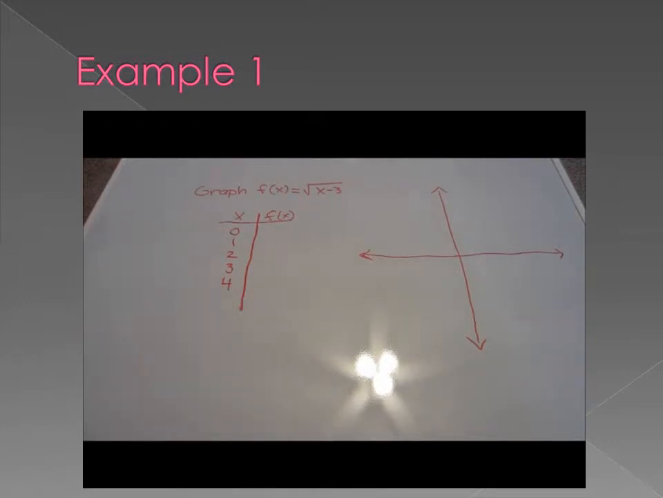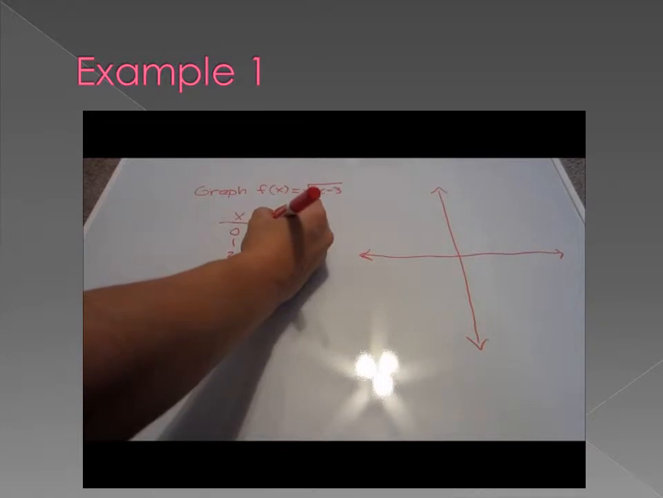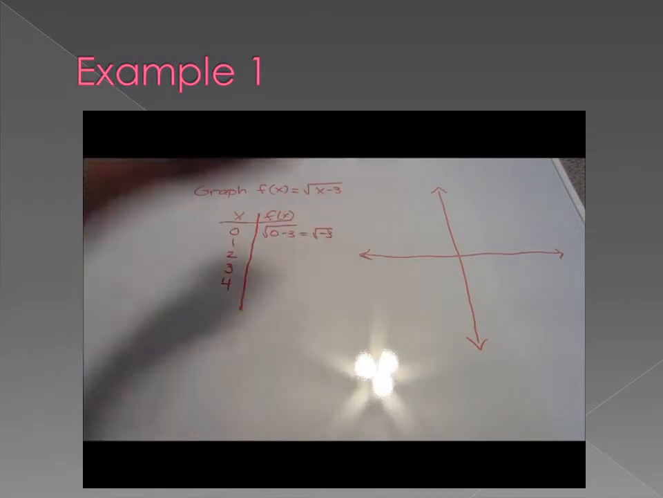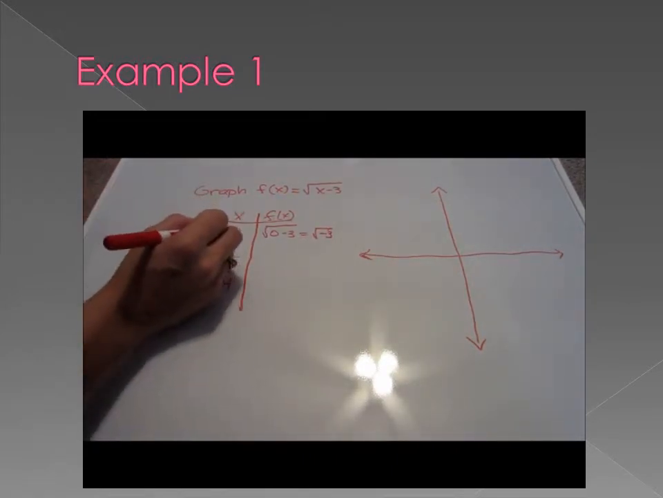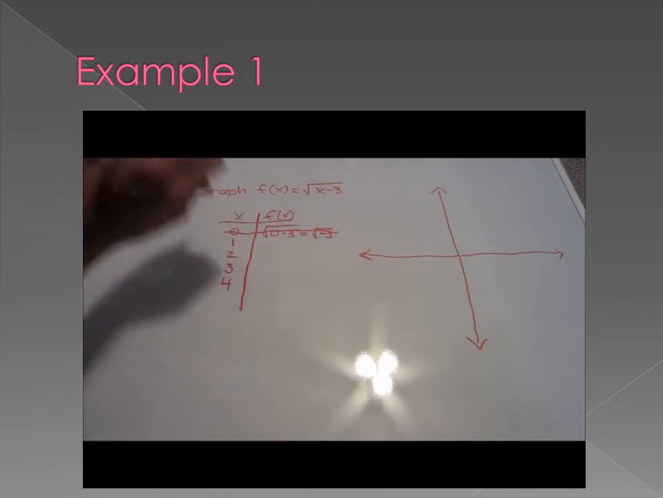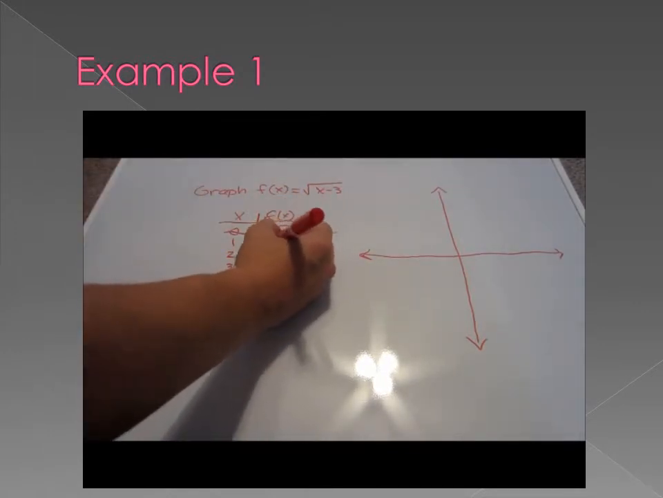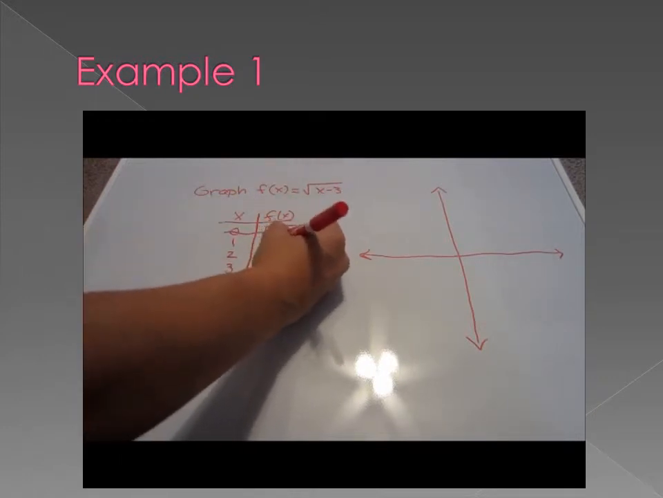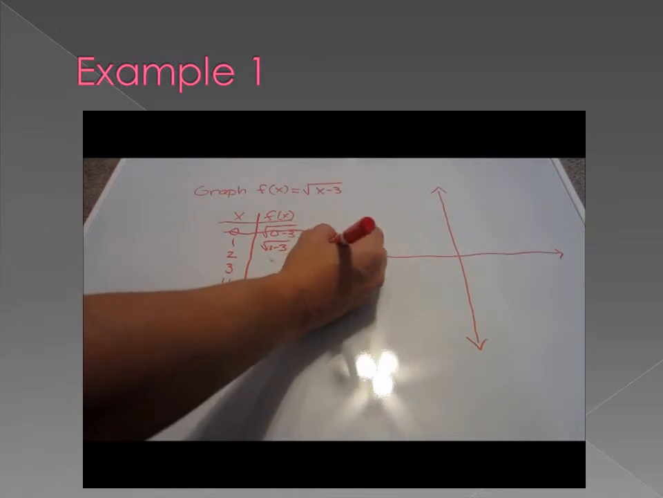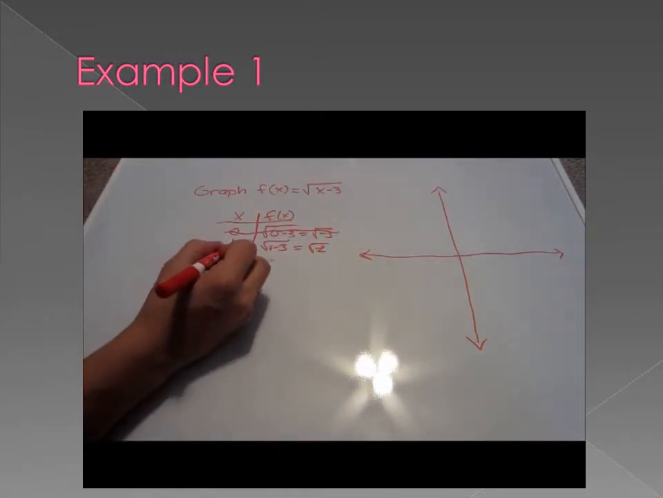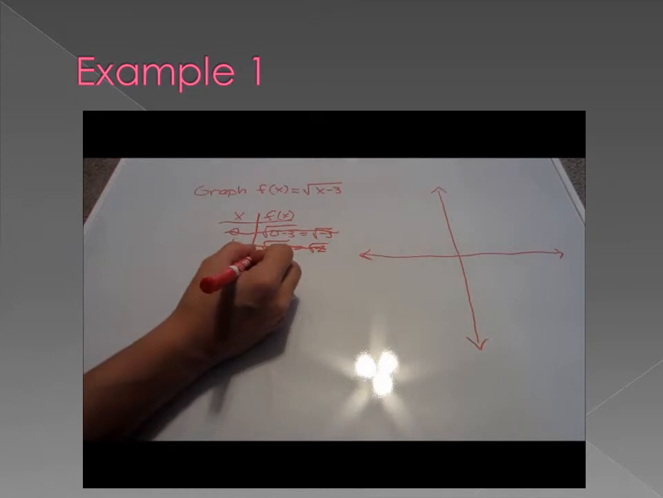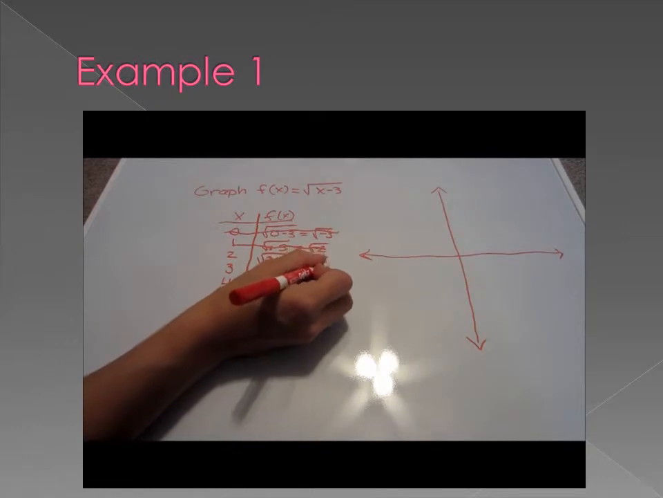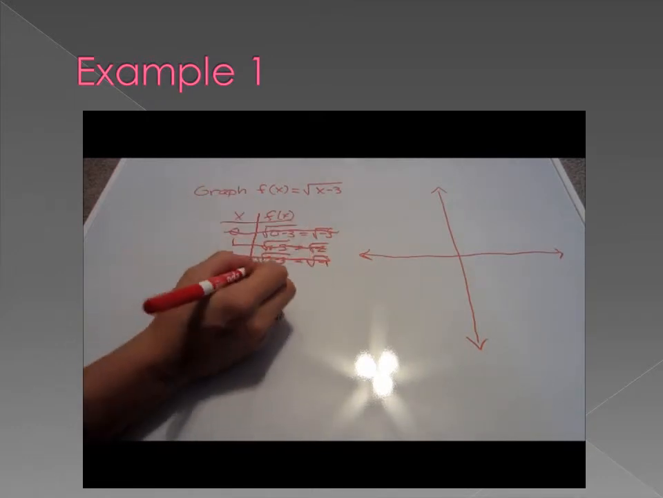So if I plug 0 into the equation, I get the square root of 0 minus 3, which is the square root of negative 3. Since we have the square root of a negative, that one's not going to work. So we can try 1, the square root of 1 minus 3, is the square root of negative 2. This is also the square root of a negative, so we need to cross it out. We try 2, the square root of 2 minus 3 is the square root of negative 1, still negative.